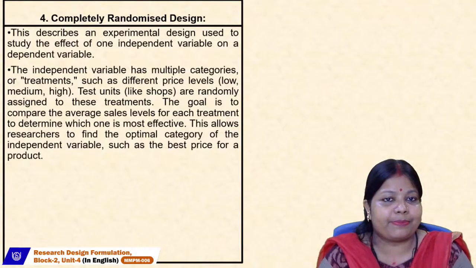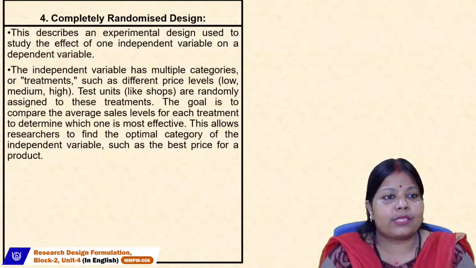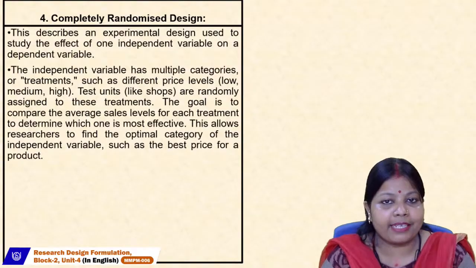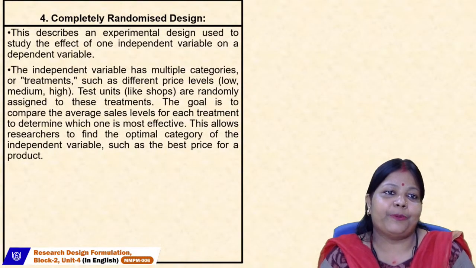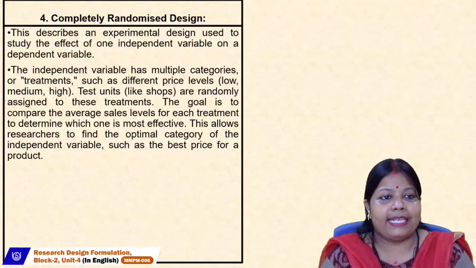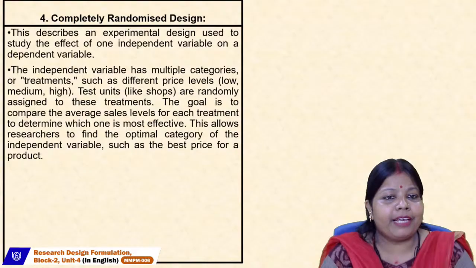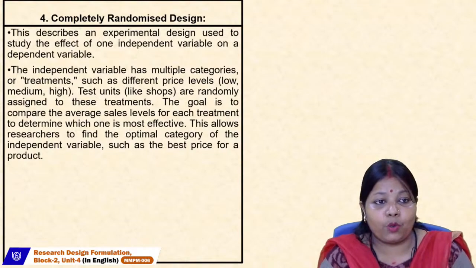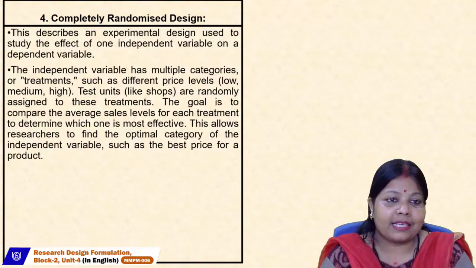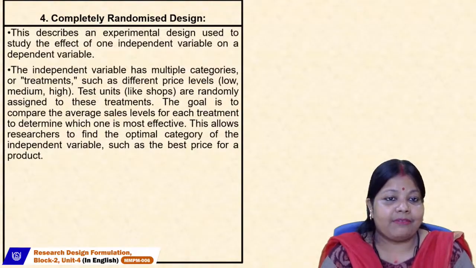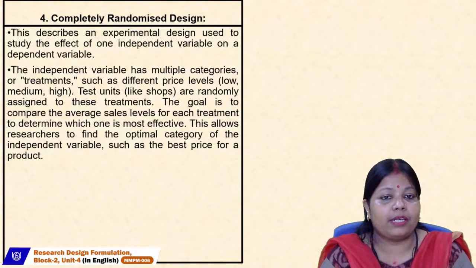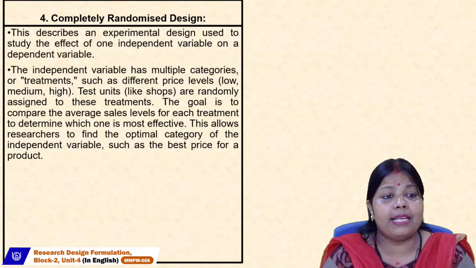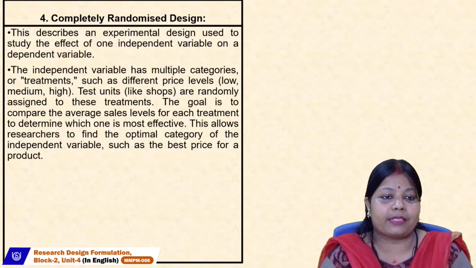This describes an experimental design used to study the effect of one independent variable on a dependent variable. Here in this design we need one dependent variable and one independent variable. The independent variable has multiple categories or treatments, such as different price levels. It may be low price, medium price and high price. Second, the test units, like soft drinks or any other kind of product, are randomly assigned to these treatments.